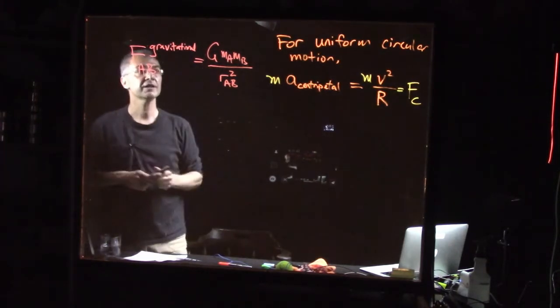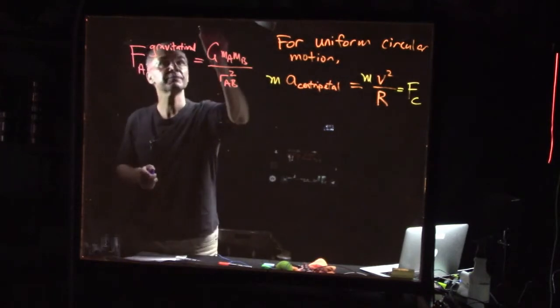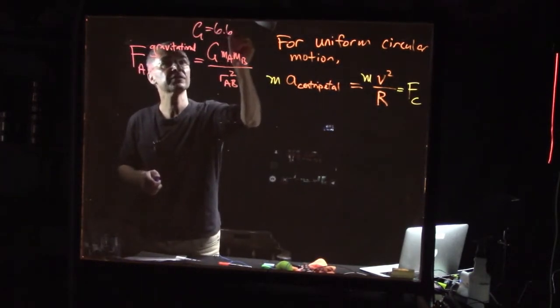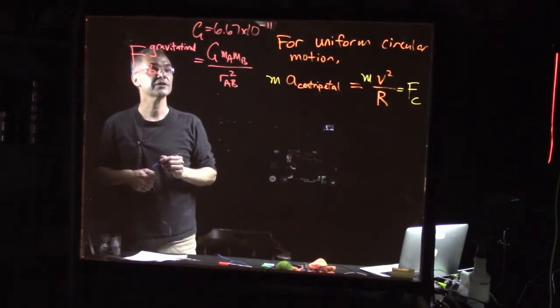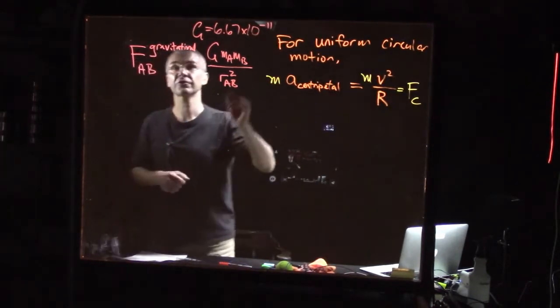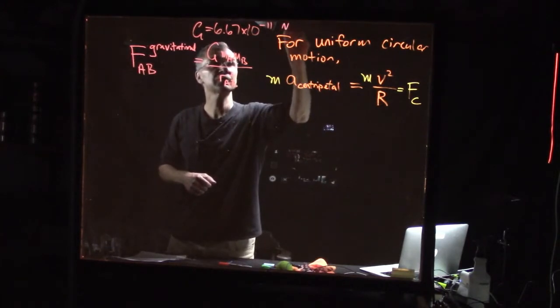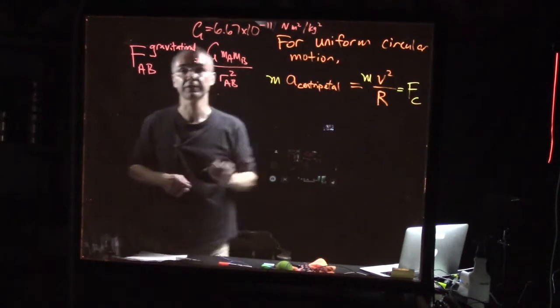And this G, you don't really have to know the number, but big G is 6.67 times 10 to the minus 11 in SI units. So that must be newtons meters squared per kilogram squared, if I did that right.